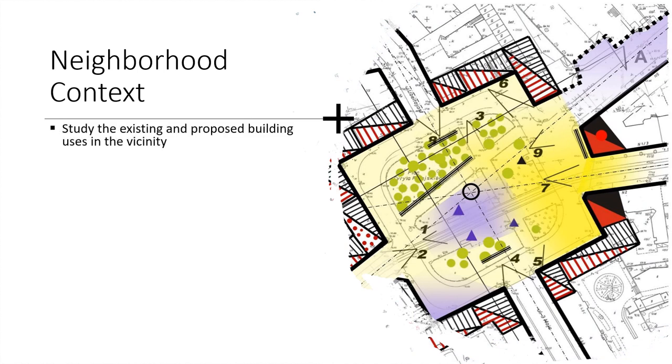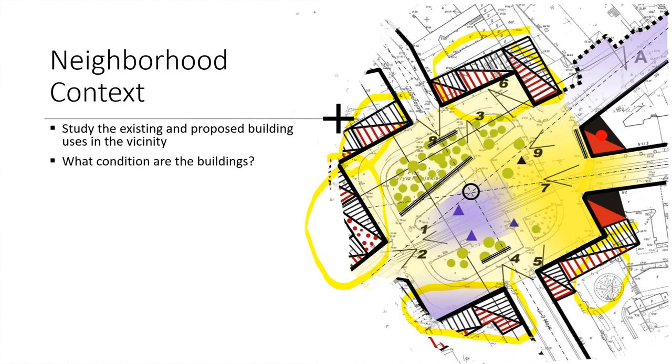Studies the existing and proposed buildings in and around the location. Like for example, here we have existing buildings that is highlighted on our basic site analysis sketch that can influence the project you are working on. What are the conditions of these buildings? Are they old? Are they new? Are they modern? Are they historical?